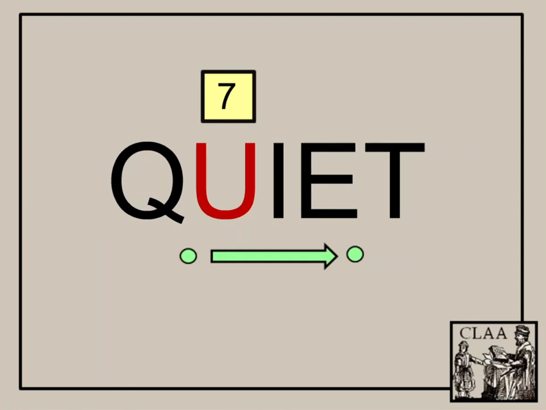Here is another word where you can see the vowel U follows the English letter Q. Again, we'll read this letter U with the sound W. Let's read the word together. This is a difficult word to read, so listen carefully. Quiet, quiet, quiet.